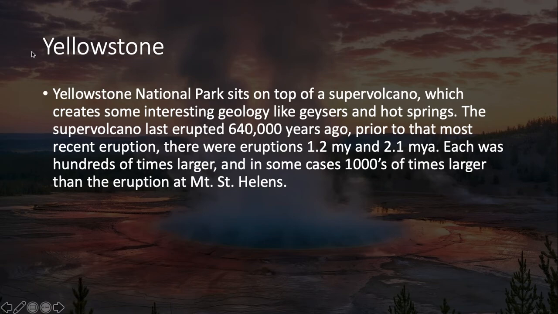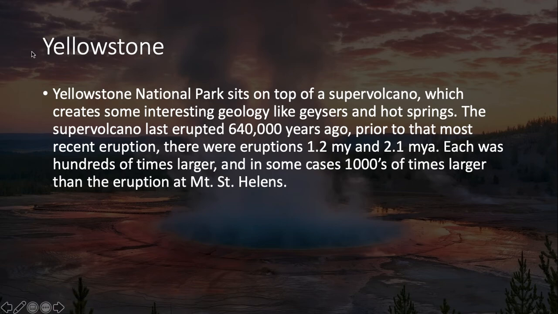Yellowstone. Yellowstone National Park sits on top of a supervolcano, which creates some interesting geology like geysers and hot springs. The supervolcano last erupted 640,000 years ago. Prior to that, the most recent eruption, there were eruptions 1.2 million years ago and 2.1 million years ago. Each was hundreds of times larger, and in some cases thousands of times larger than the eruption at Mount St. Helens.